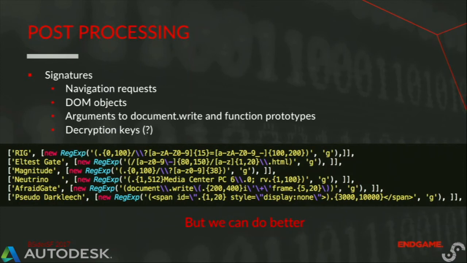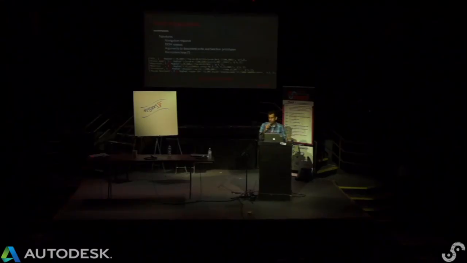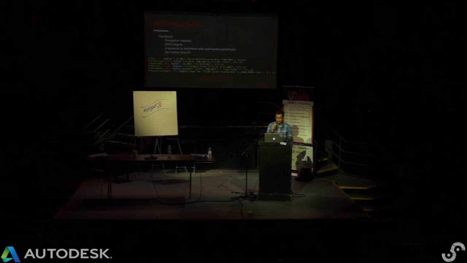You can write signatures on arguments to document.write, arguments to function prototype. So post-decryption data is available to write signatures on. I haven't tried this, but I really want to try writing signatures, figuring out what decryption keys are used, and reuse of decryption keys across exploit kits. But signatures are brittle. It's an arms race. We write a signature, the author will change the code. So we could do better than that.